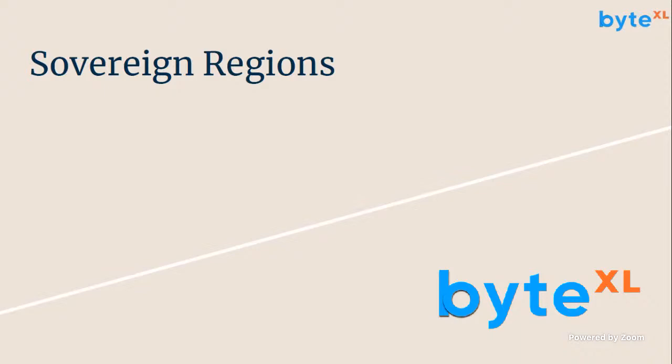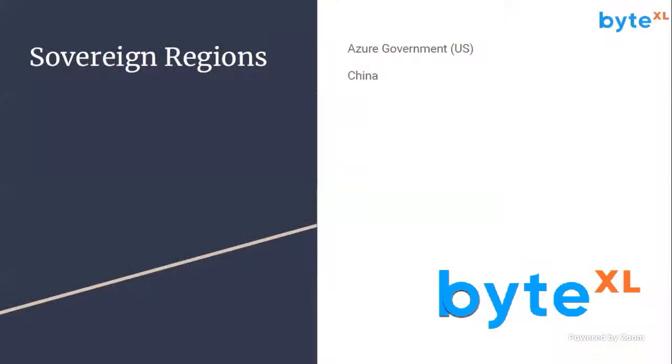So probably you may have heard, it's not like every region that you will have access to. Some regions are specifically dedicated to specific sovereign entities and isolated from the rest of the Azure regions. Among those, at present, two of the regions are completely isolated. One is Azure Government in the US, and the other one is Azure China. So these two are completely isolated.